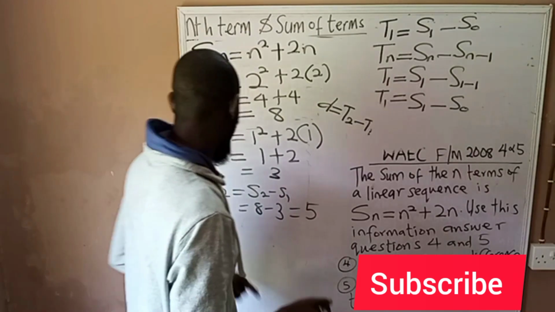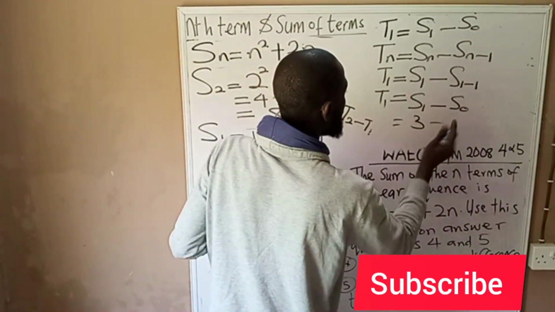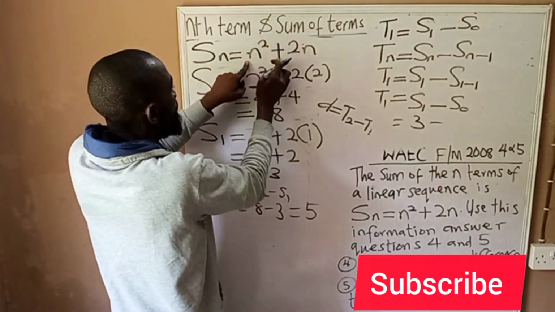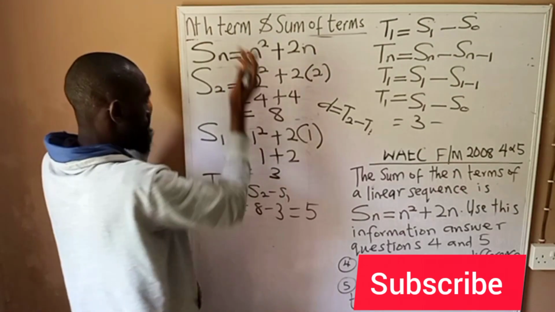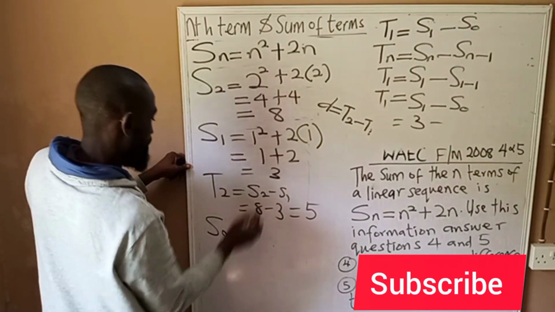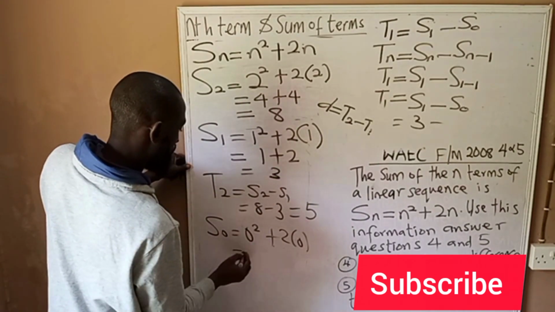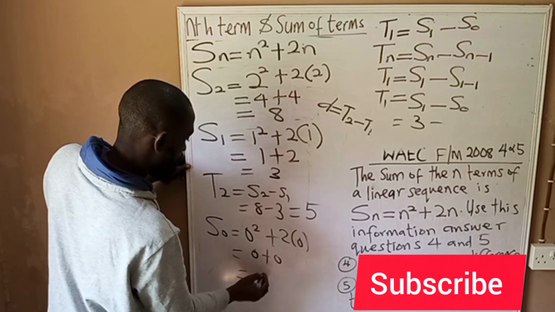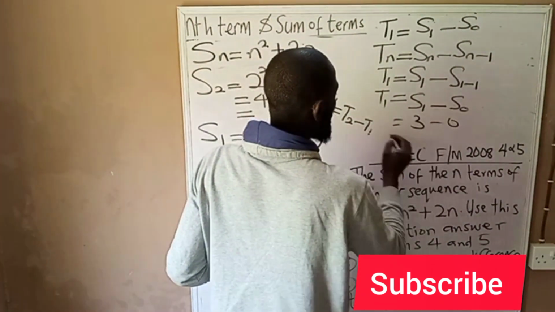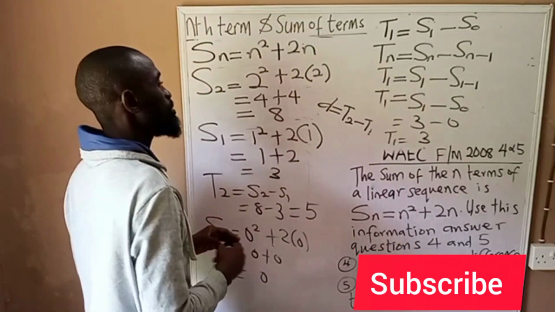So what's our S1? Our S1 is 3. So we have 3 minus, what's our S0? Let me do it here so you understand what I'm saying. S0 will be equal to 0 squared plus 2 bracket 0. This will be 0 plus 0, which equals 0. So our S0 is 0. So our T1 will be equal to 3.